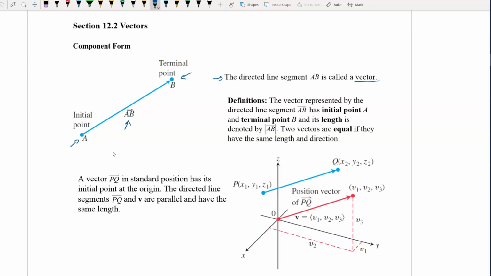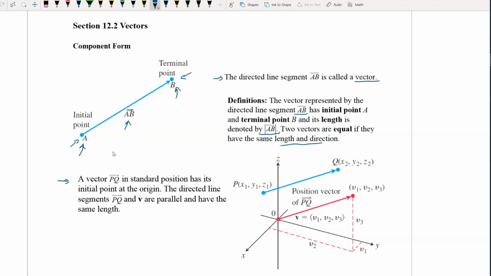The vector represented by the directed line segment from A to B has initial point A, here, and terminal point B, which is this one. And its length is the absolute value of AB. So that's what we have from A to B. Two vectors are equal if they have the same length and direction.